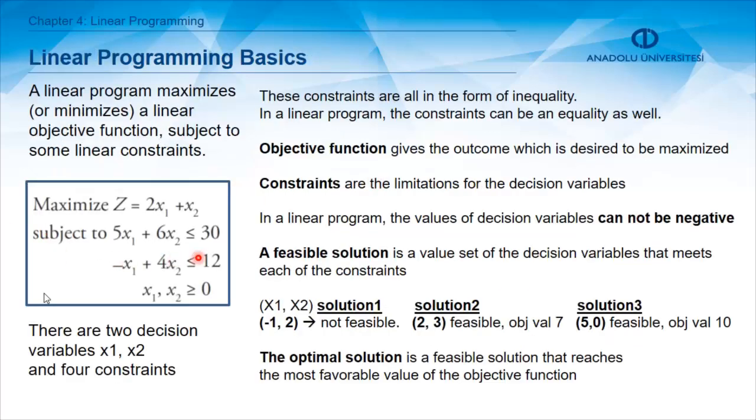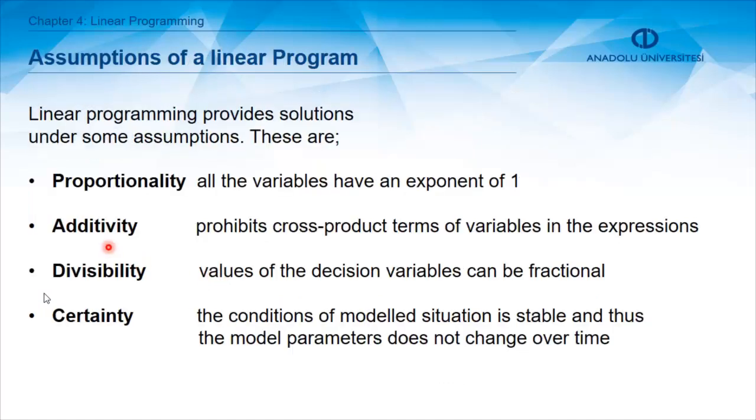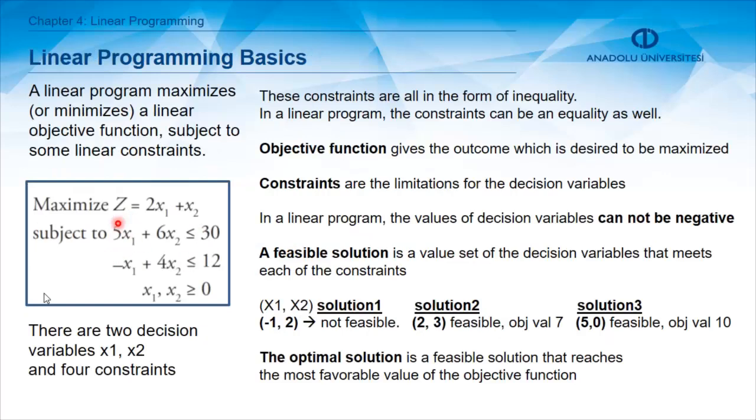If there were any square decision variables, or a decision variable with a higher exponent, then these expressions would be quadratic expressions rather than linear ones. The second assumption is additivity. Additivity prohibits cross-product terms of the variables in the expressions. Here in the expressions, we don't have any multiplication of two decision variables like x1 times x2. There is no variable that is a cross product.